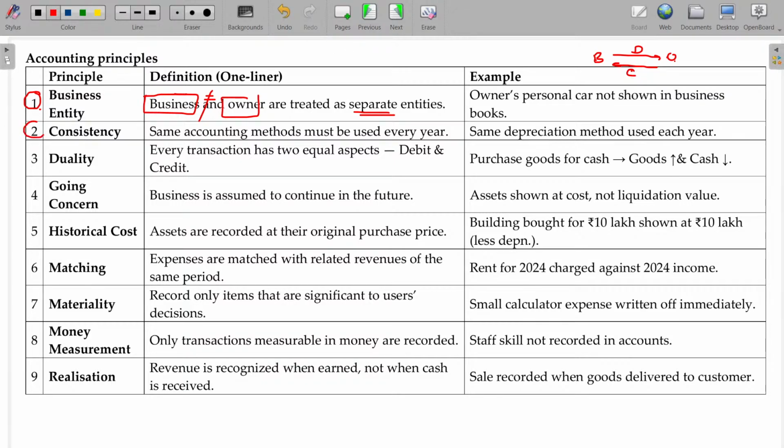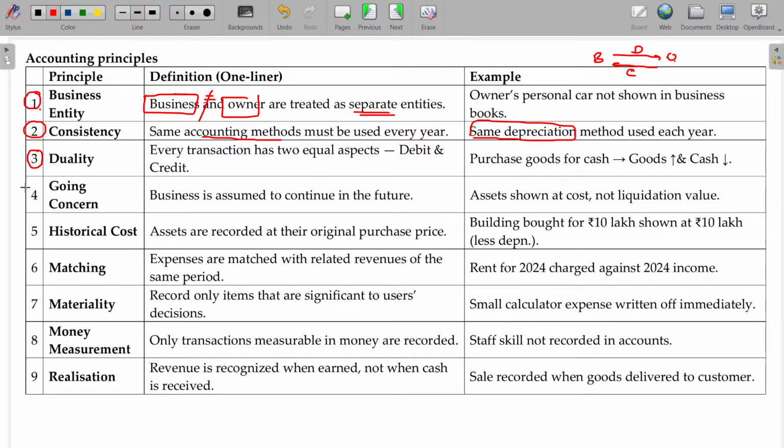The second principle is all about consistency. Whatever accounting method you choose should be followed year after year, unless a requirement arises for changing. For example, if you follow the straight line method of depreciation in a year, you had better follow the same year after year. That is called the consistency principle.